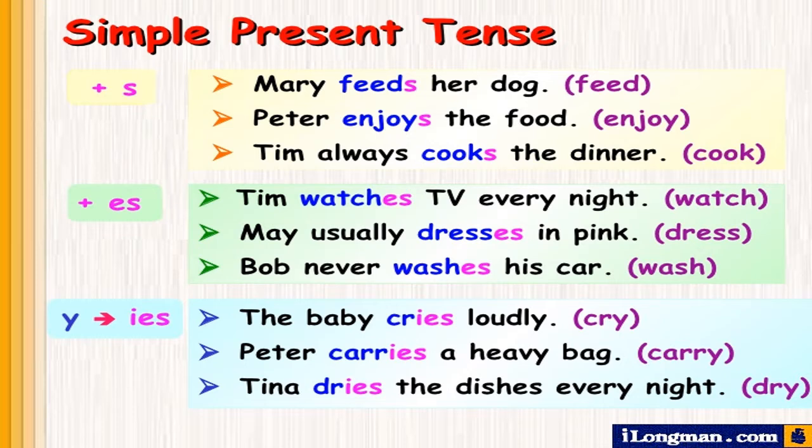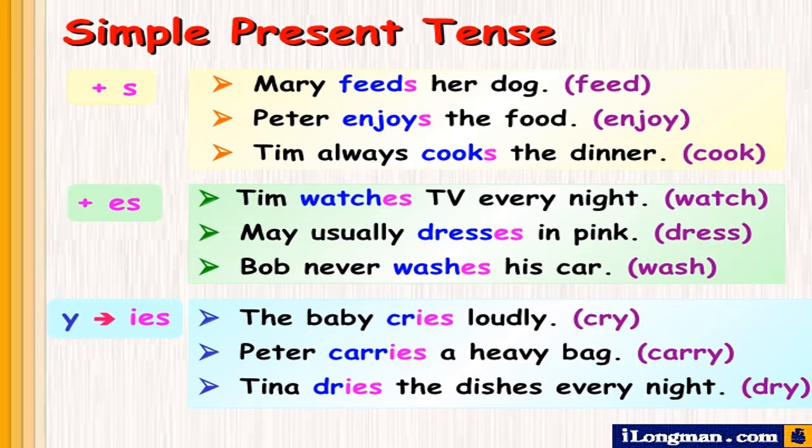Here, junior 2, we are going to apply the present simple tense to different types of verbs. The first type, I will just add s at the end of the verb. So number 1, Mary feeds her dog. The main verb here is feed. So I will just put the letter s at the end of the verb. So Mary feeds her dog.